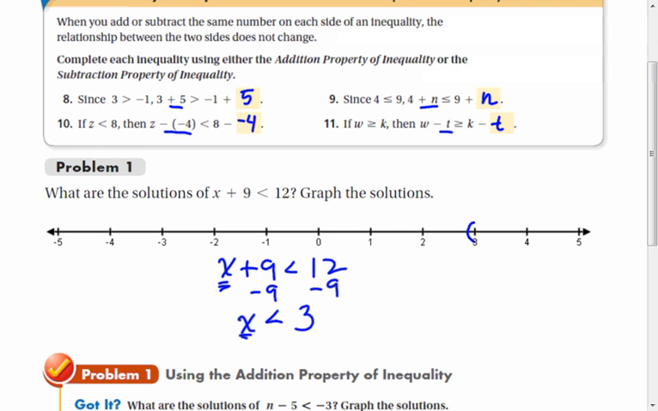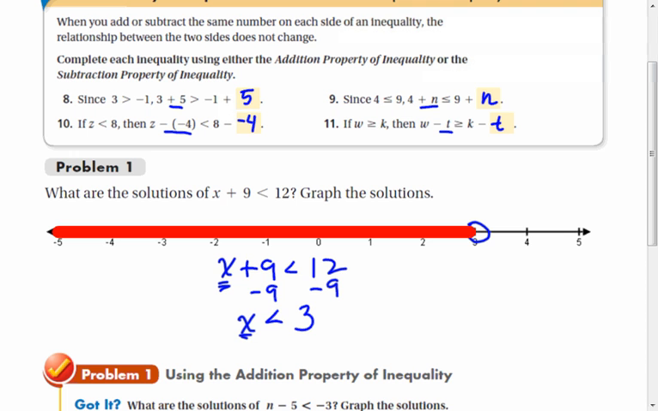So I'll just circle the 3 on here and leave it open since it's less than. And then I'm going to draw a line over the numbers that make this true, like that. So there's the solution, x is less than 3. Go ahead, you try that.